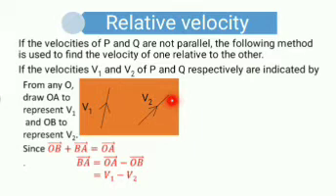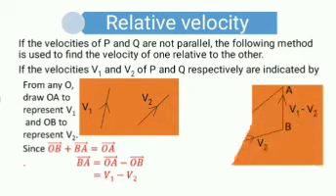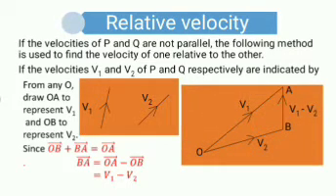Is that okay? Now let's look at this diagram. Assuming that this is origin O, this is v1, this is v2. Is that clear? Now from O, draw OA. This is OA to represent v1. Here is the v1, and then OB to represent v2. This is v2 as indicated here.